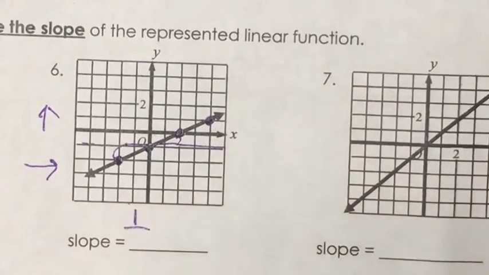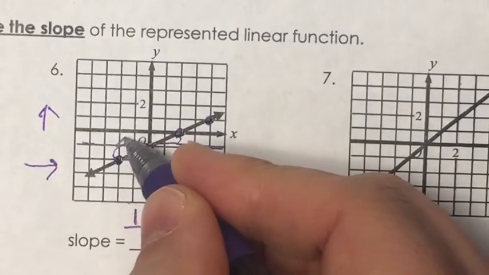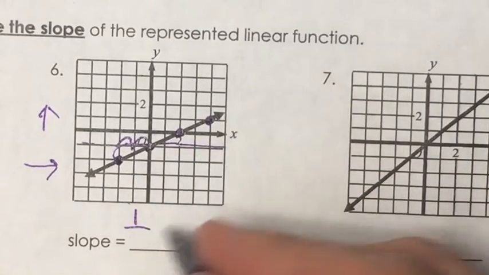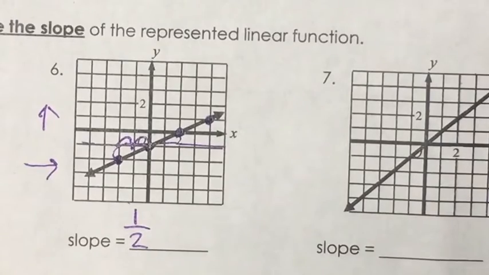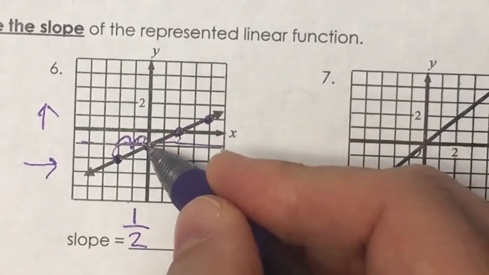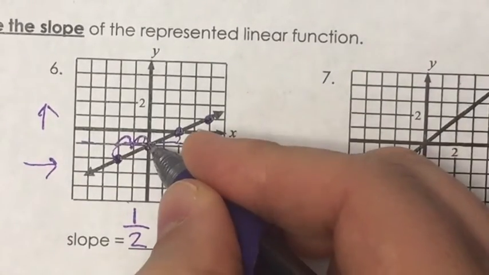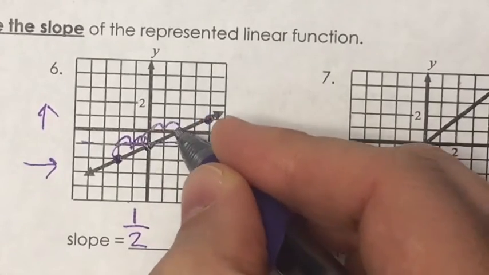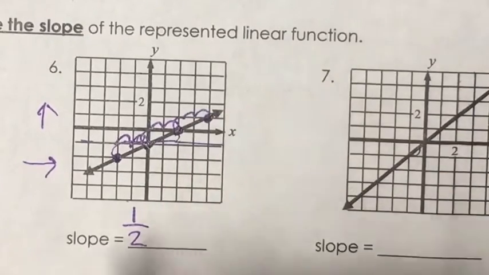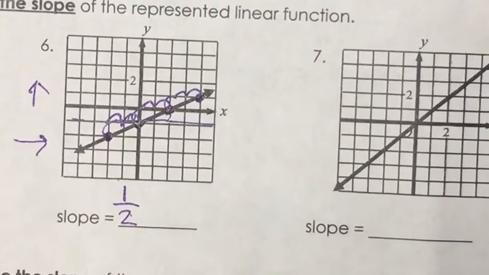So my top number is 1. And then how many jumps to the right to get to that point? 2 jumps. To know for sure that you have the right slope, if you keep doing the pattern, you should stay on the line. Up 1, 2 to the right. Up 1, 2 to the right. I'm on the line every time. So it is a slope of positive 1/2.